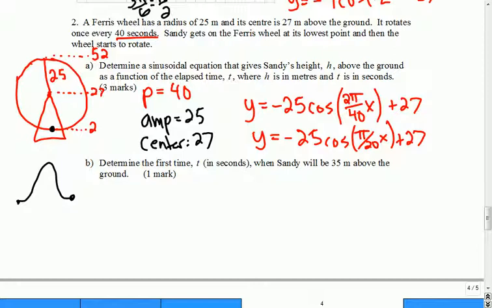Okay, so determine the first time when Sandy will be 35 meters above the ground. So this is a picture that we're going to be looking for in our graphing calculator. There's her riding the Ferris wheel. And let's say 35 meters will be somewhere around there. So it wants to know the first time. And that's probably the first spot right there that I'll be looking for with the graphing calculator.